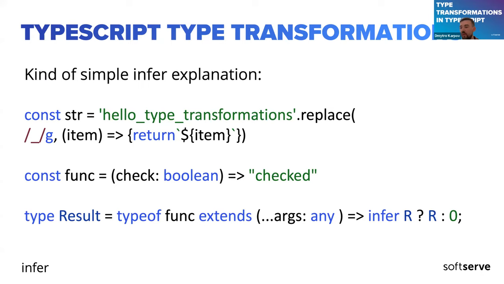Let me make an introduction in JavaScript to explain infer simply. For example, we have a string and we want to extract each part of the string for whatever reason. Just imagine we want to return each item. I know the example doesn't meet a real-world scenario. If you look at the very last line of the code, which is type result equals type of function, extends function, basically a function with all possible arguments, with an array of arguments of any. And then we see the infer keyword and error. So what is happening here?